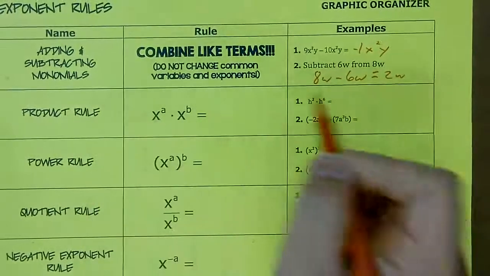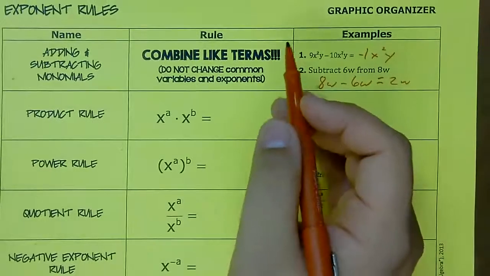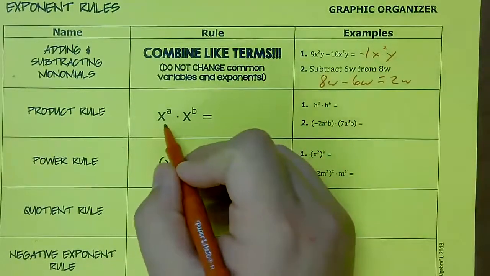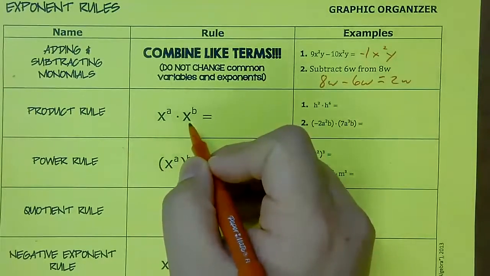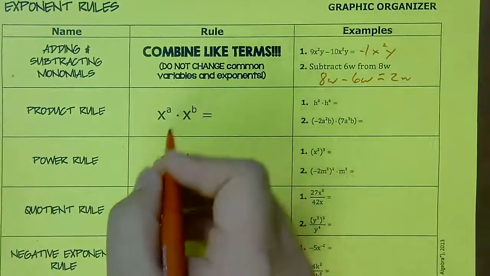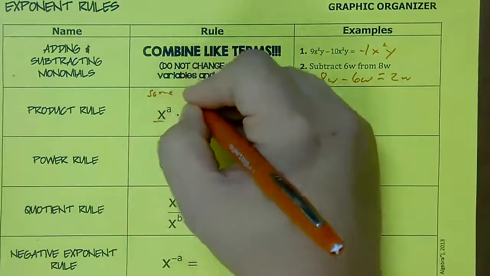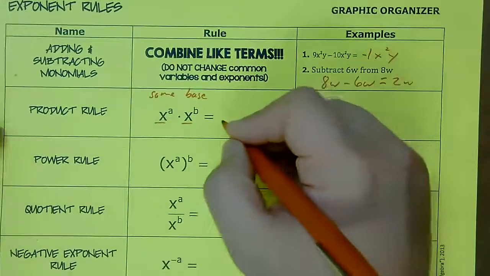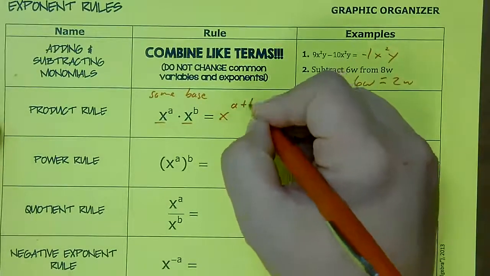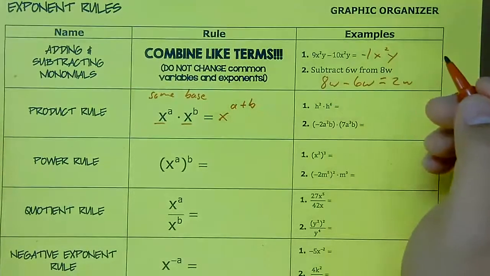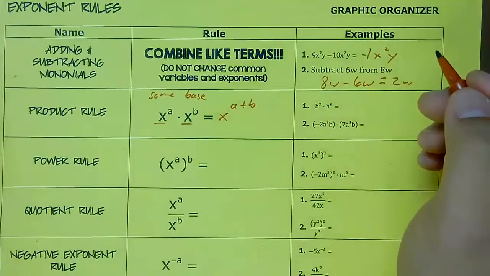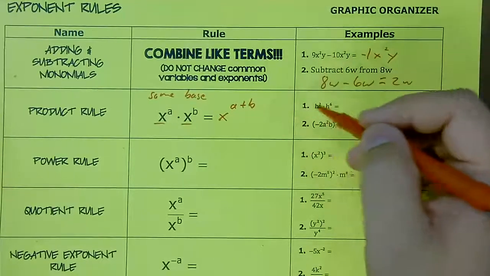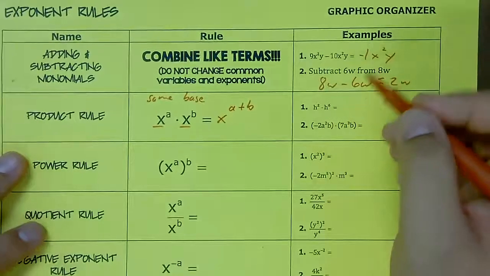So let's take a look at our product rule. The product rule is one we're going to focus on today. We'll go over another one at home tomorrow. Okay. But the product rule is quite simple. If we have x to the power of a times x to the power of b, these have the same base, and so x to the power of a times x to the power of b equals x to the power of a plus b. Okay.